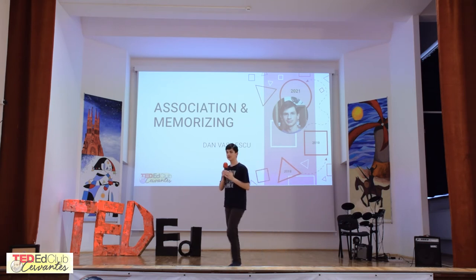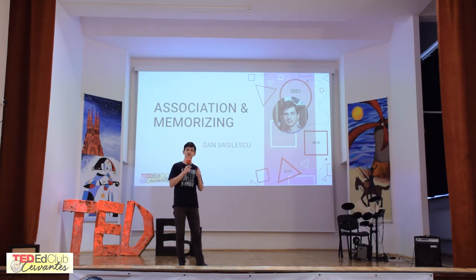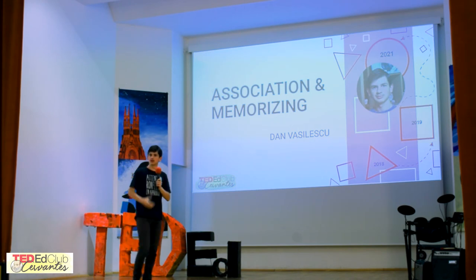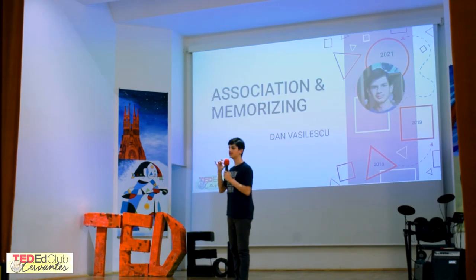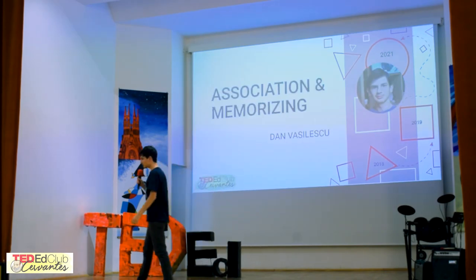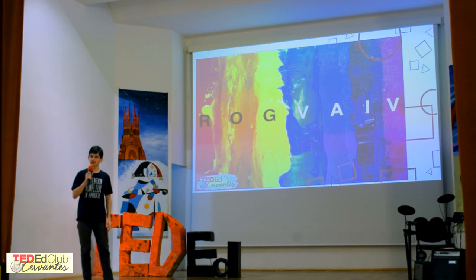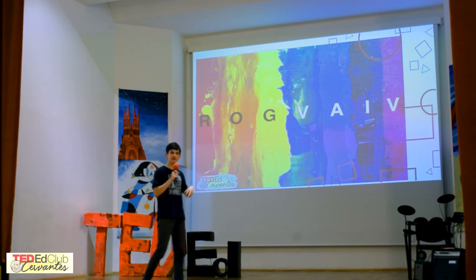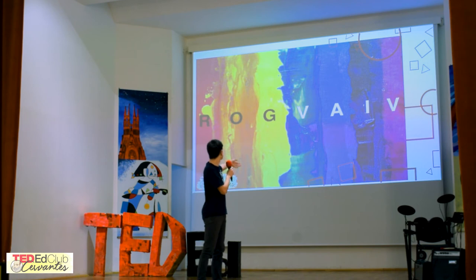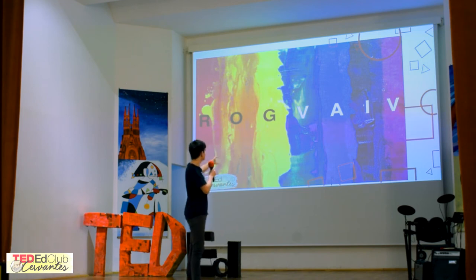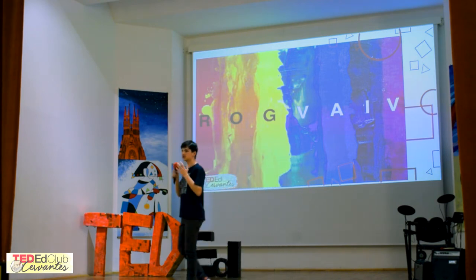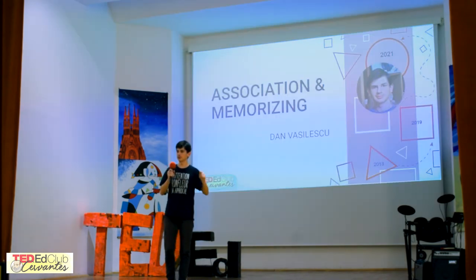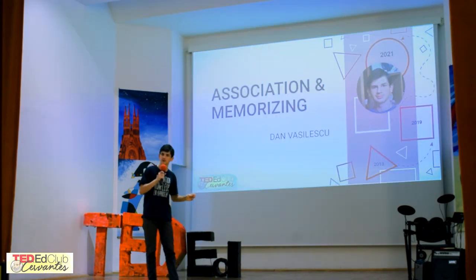Association is completely based on the word anemone. The M is silent. Basically, an example would be Rukvayiv, that you don't know. Rukvayiv sounds really nice. Every letter of Rukvayiv stands for every color in the rainbow as seen behind me: red, orange, golden, verde, albastro, indigo, violet. These are the colors of the rainbow. This is a mnemonic because it associates every letter with each color of the rainbow.